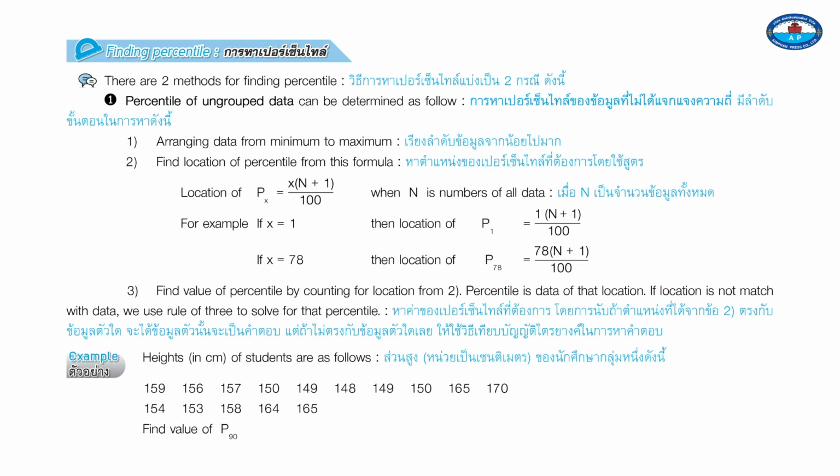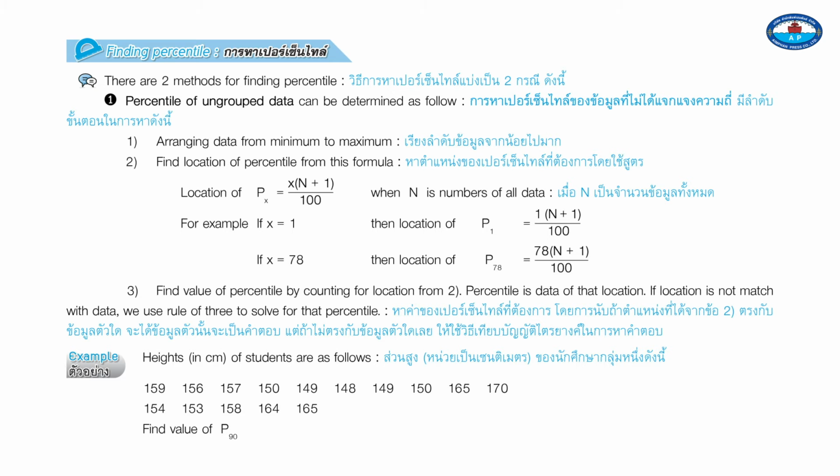For example, if x equals 1, then the location of P1 equals 1(n plus 1) over 100. If x equals 78, then the location of P78 equals 78(n plus 1) over 100. 3. Find the value of the percentile by counting to the location from step 2. The percentile is the data at that location. If the location does not match the data, we use the rule of 3 to solve for that percentile.